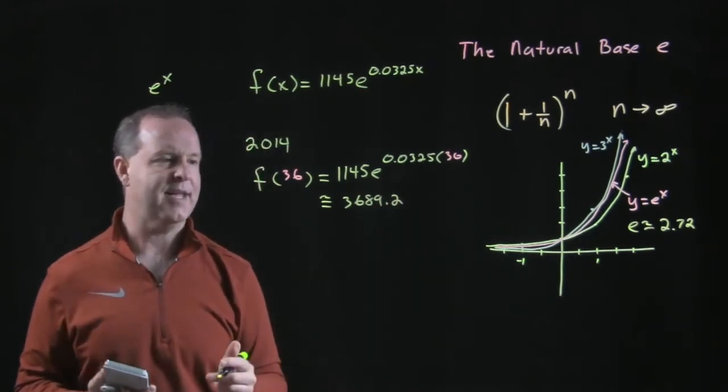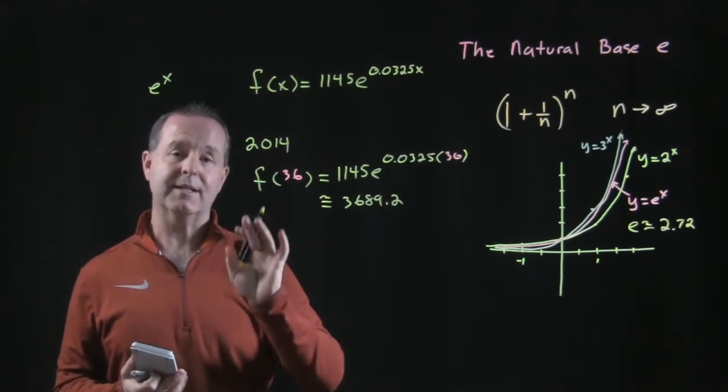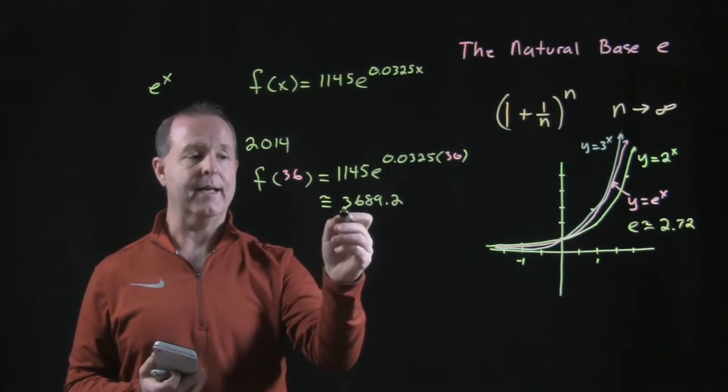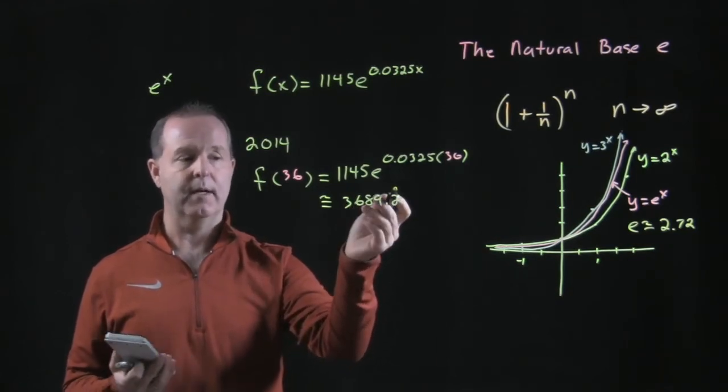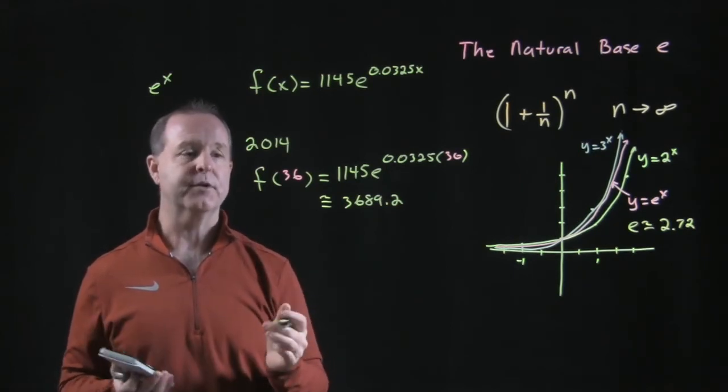3689.2. Well, we can't have a 0.2, so let's just round it to 3,690. So in 2014, we were expecting the population of the gray wolves in the western Great Lakes to be 3,690 wolves on the rebound as they're being reintroduced.